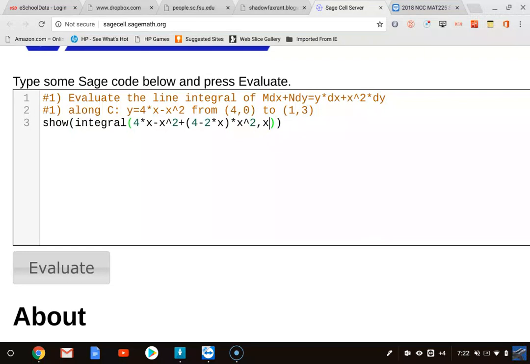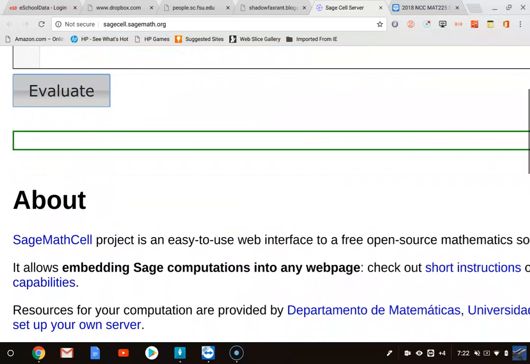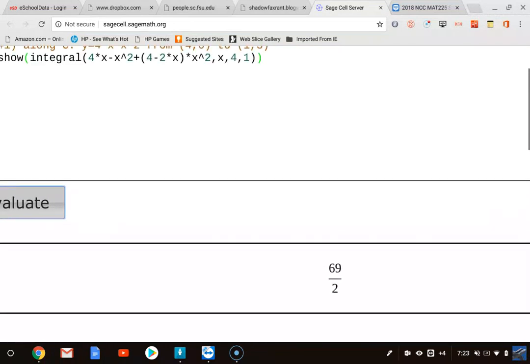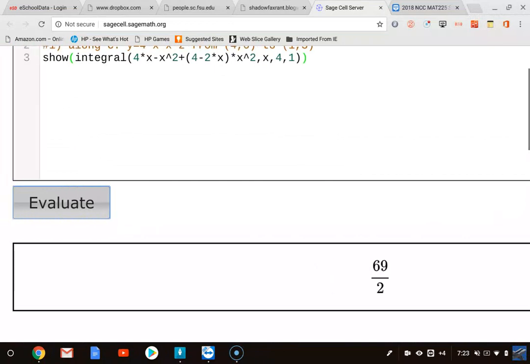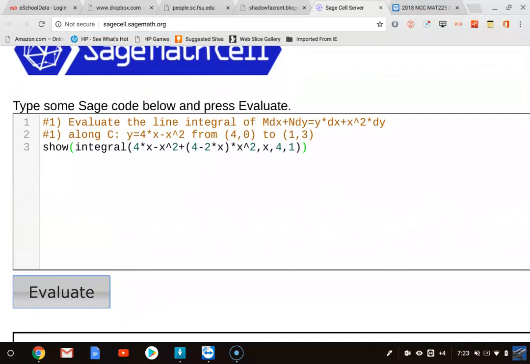But what are the limits of integration? How does x vary? Because I'm doing this with respect to dx, right? So tell me how x is varying along the curve. From what to what? Look at it. x starts at 4 and it goes to, yeah, that's it. And unless I messed up a parenthesis or something, I'm good. Yep. 69 halves, or what would that be? 34.5? 34.5, I don't know, Newton meters, whatever the units are.